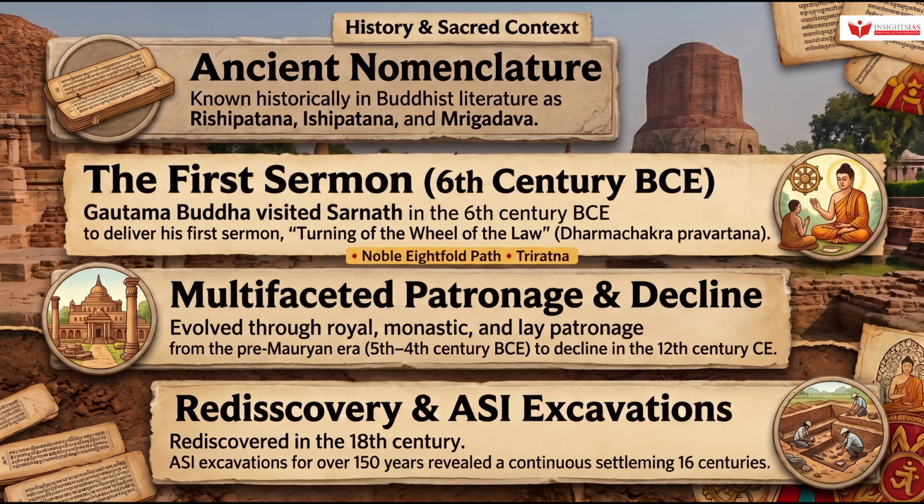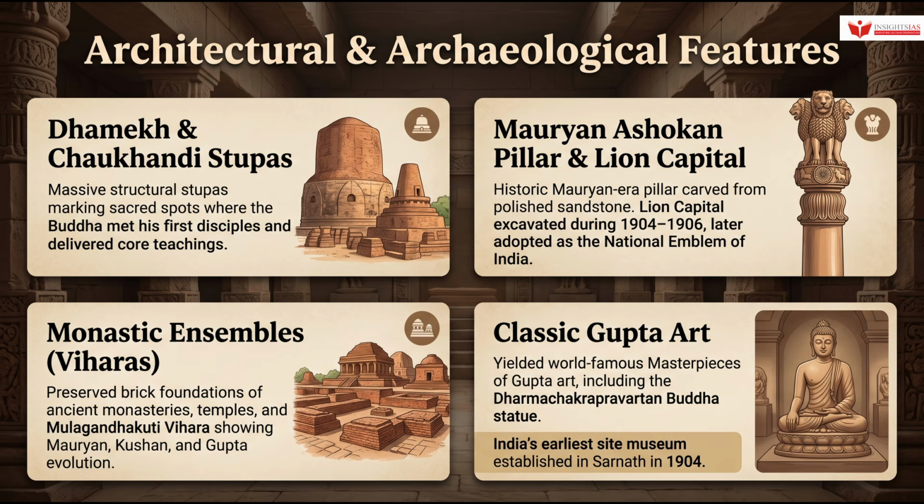On multifaceted patronage and decline, the site evolved over centuries through royal, monastic, and lay patronage from the pre-Mauryan era in the 5th to 4th century BCE, right up until its decline and eventual destruction in the 12th century CE. And on rediscovery and ASI excavations, the site fell into obscurity for centuries, until its rediscovery in the 18th century. For over 150 years, the Archaeological Survey of India has conducted excavations here, revealing a continuous, stratified settlement spanning a remarkable 16 centuries.